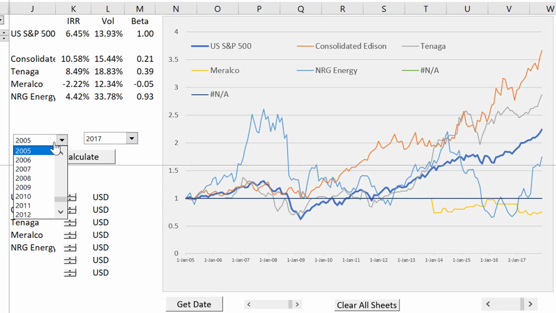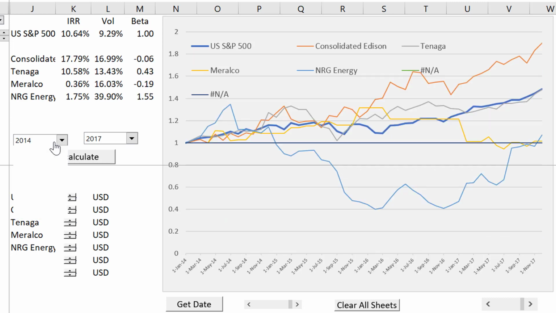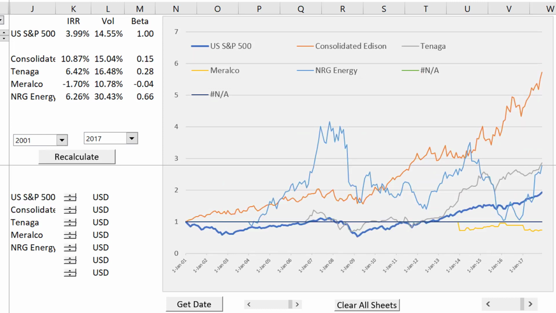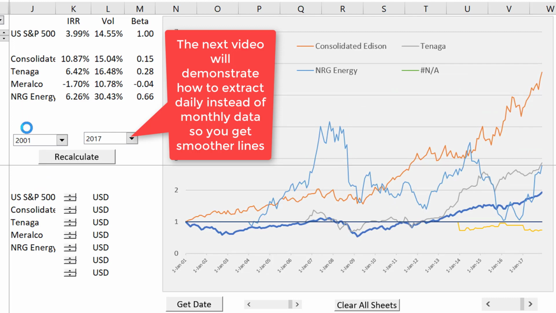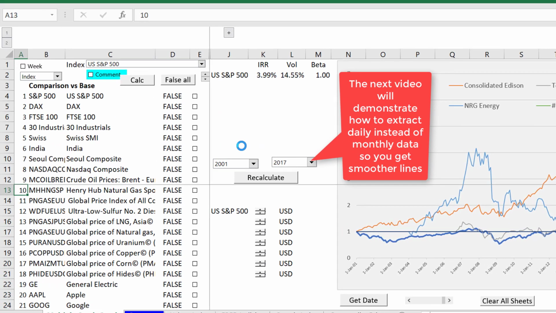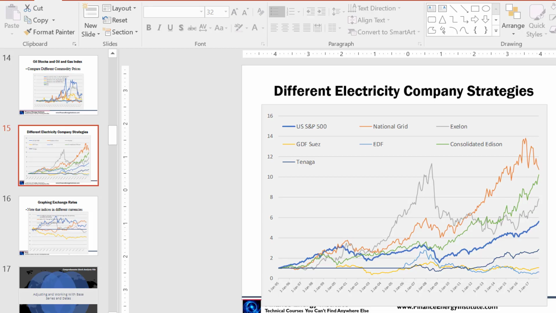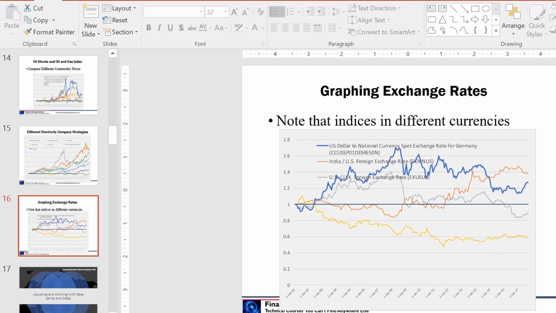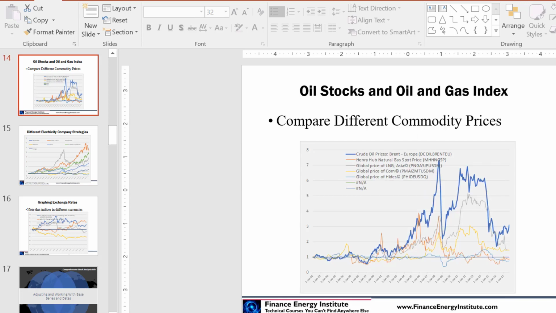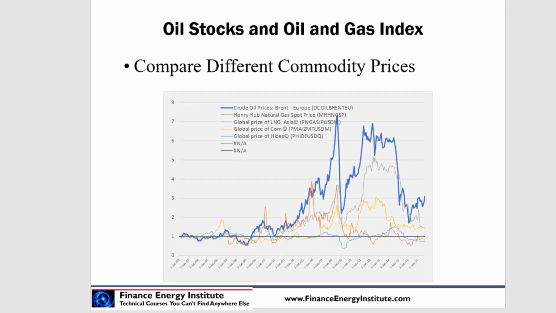And of course, let's use a different kind of starting point. The problem is that Meralco only started much later, so I can only see it later, and you can see how it's monthly data. Enough of that. I'm going to press false all, false all. And now I'm going to show you if you just want to use this for commodity prices instead. Oh, this is here, commodity prices.